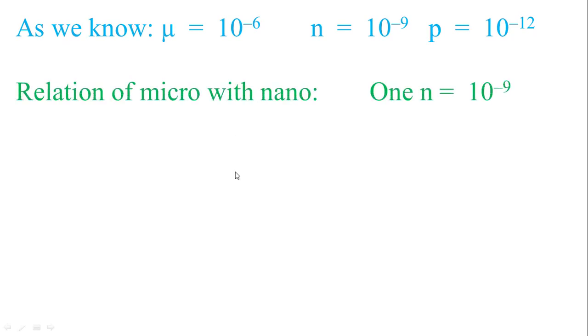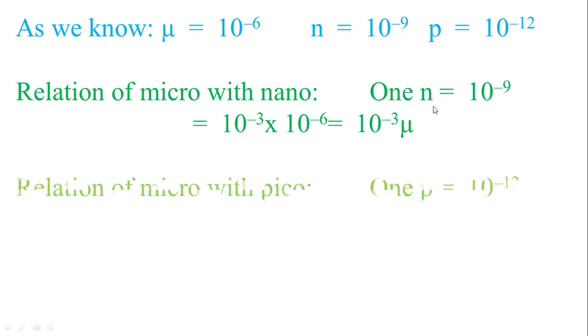As we know that micro is equal to 10 raised to power minus 6, nano is equal to 10 raised to power minus 9 and pico is equal to 10 raised to power minus 12. Now relationship between micro and nano. 1 nano is equal to 10 raised to power minus 9. We divide this power as 10 raised to power 3 multiplied by 10 raised to power minus 6. Now 10 raised to power minus 6 is equal to micro. So putting the value, 10 raised to power minus 3 micro is equal to 1 nano.